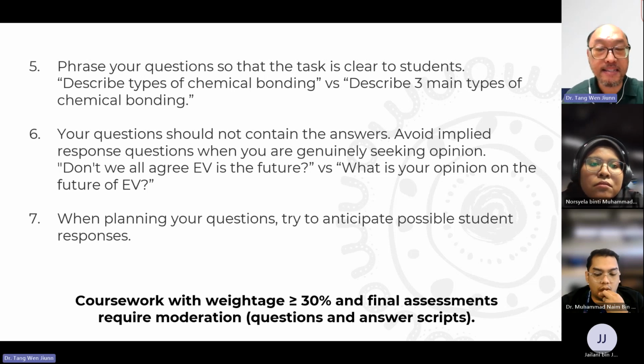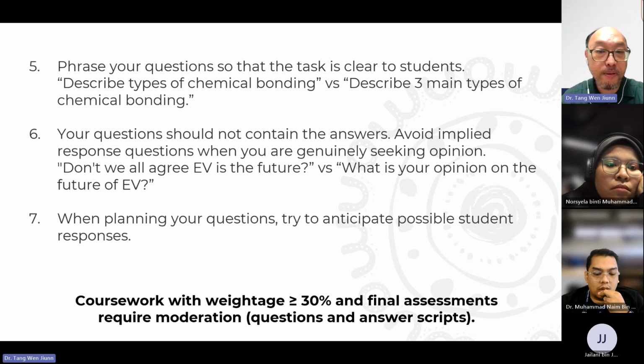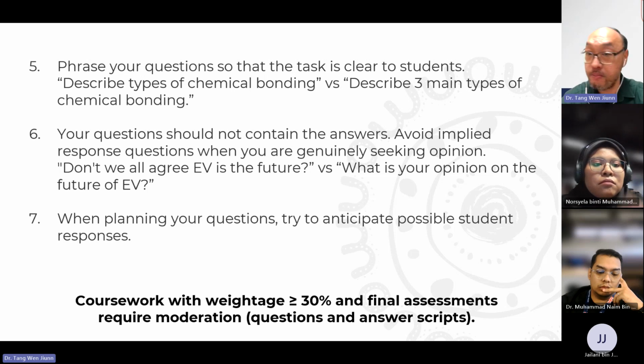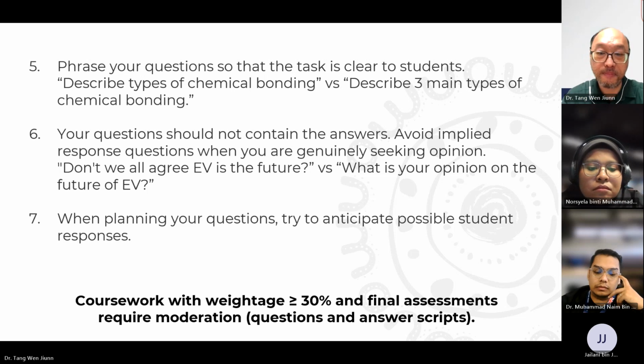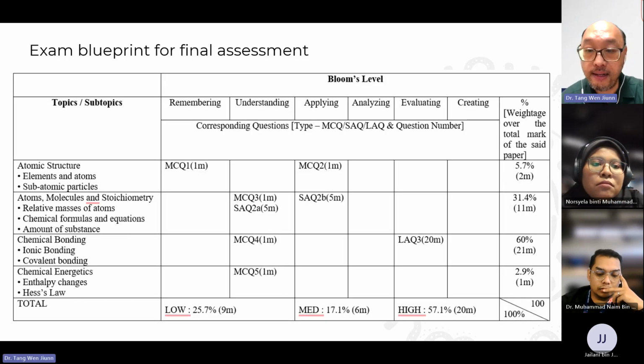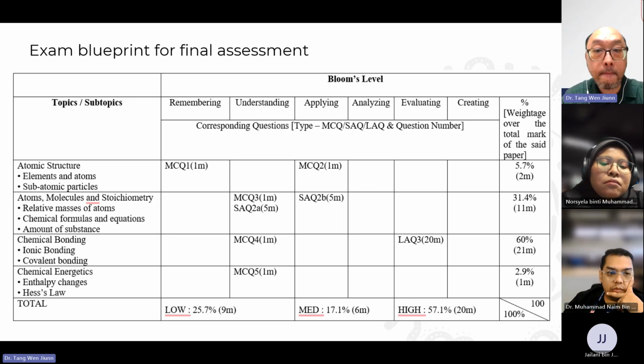This is a reminder; this is our UOW's rules. For your coursework, if the weightage is 30 and above, make sure it is moderated. And your final exam paper has to be moderated as well. The next one here is our documents. We need this for the final exam.